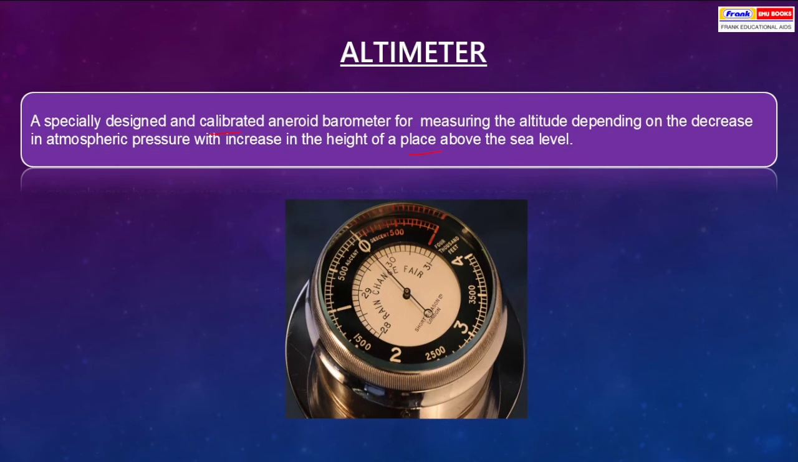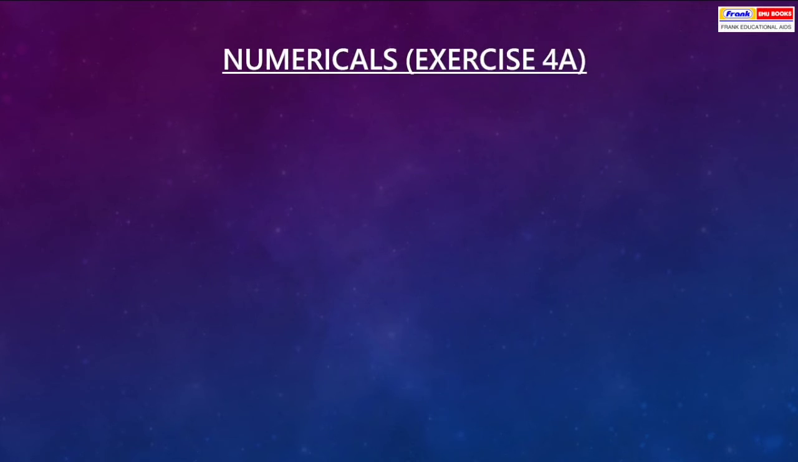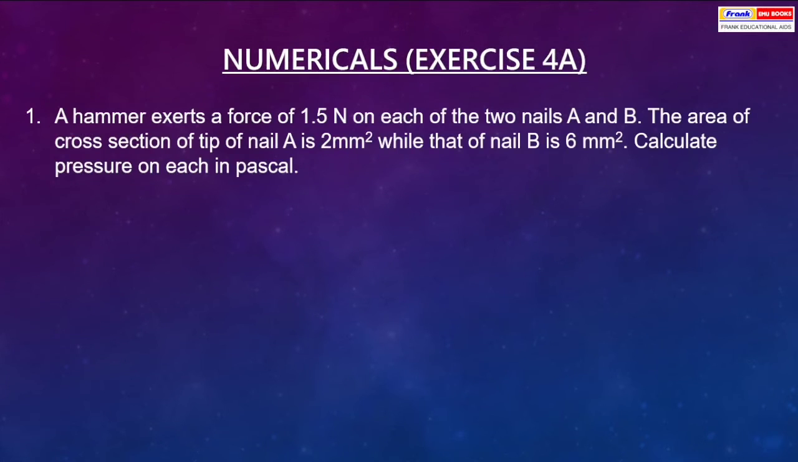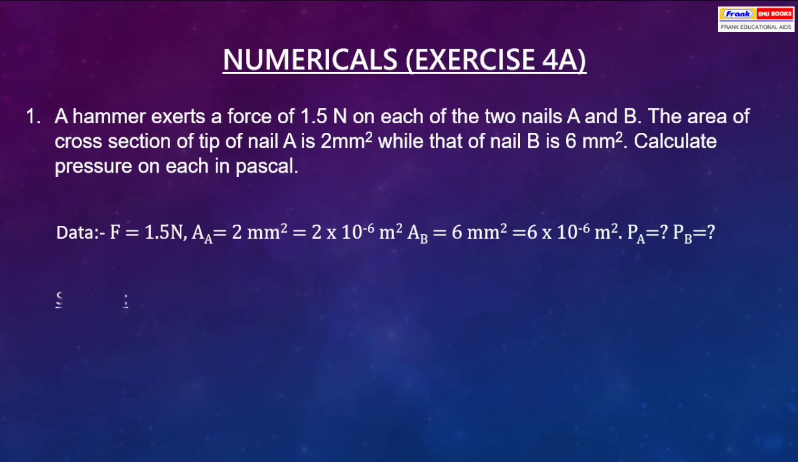Now that's all in the chapter. We have some numericals for you too, which I would suggest that you should solve by yourself. Like, first is a hammer exerts a force of 1.5 Newton on each of the two nails A and B. The area of cross section of the tip of nail A is 2 mm square while that of nail B is 6 mm square. Calculate pressure on each in Pascal. The solution is given there, but I would suggest you to solve by yourself.